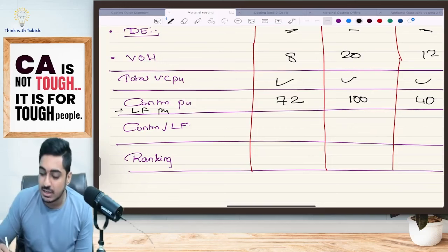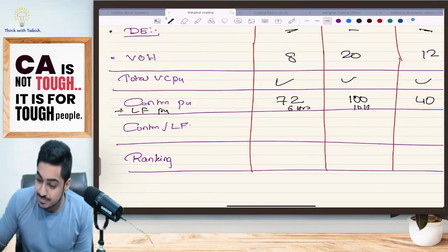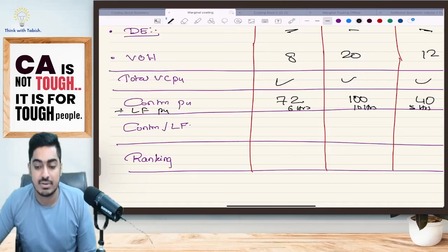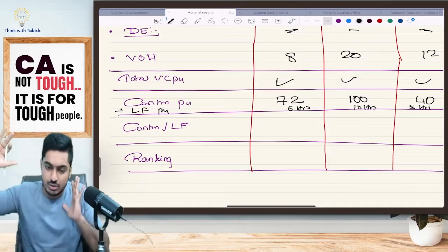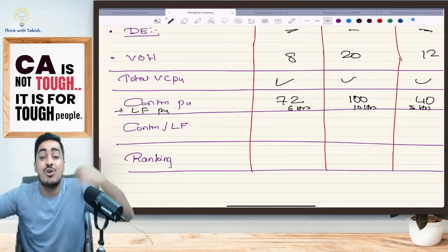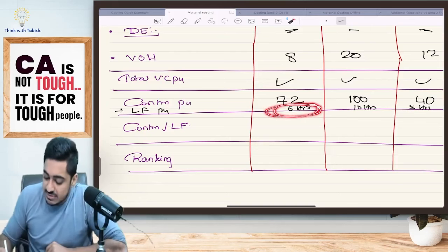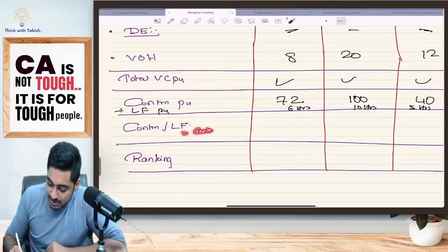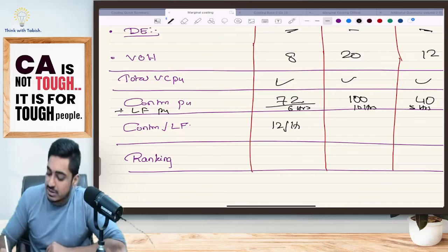How many hours are we working? For X, 6 hours. For Y, 10 hours. For Z, 5 hours. Understand what this is? It is telling that, okay boss, if I produce 1 unit of X, I will get 72. But to get 1 unit of X, how many hours should I work? I should work for 6 hours. That means if I work for 6 hours, I will get 72. That means for 1 hour, how much am I getting? It is contribution per unit divided by limiting factor per unit. I will get 72 if I work for 6 hours, that means per hour I will get 12.